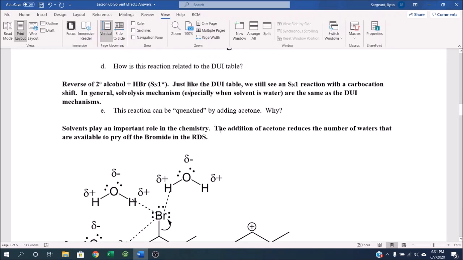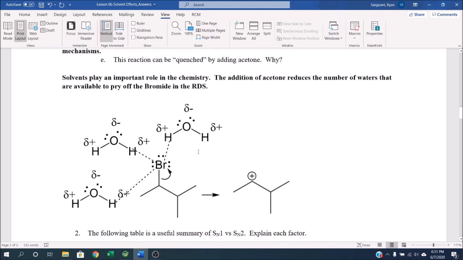Solvents play an important role in the chemistry. The addition of acetone reduces the number of waters that are available to pry off the bromide ion in the rate determining step. And that's a big deal, because if the solvent isn't involved in the rate determining step, then it doesn't really matter what the solvent is in terms of the rate of the reaction. It's only because, in this case, the water solvent is involved in the rate determining step that you can change the rate of the overall reaction just by switching out the solvent.